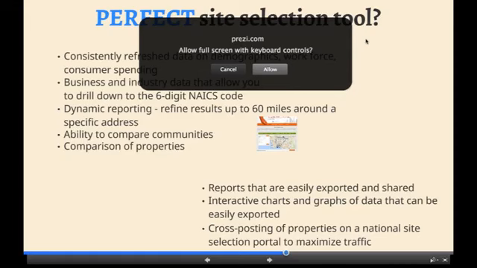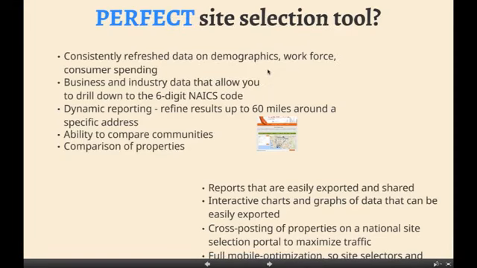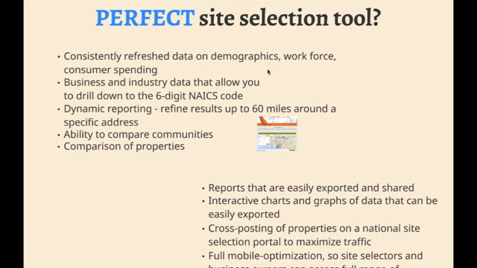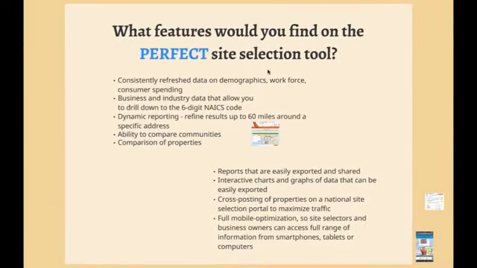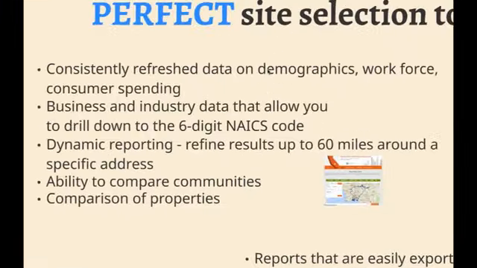Let's take a look at some of the things that Russ talked about and see if we can put it all together. We want to think again about the list we had at the beginning of the features we would find on a perfect site selection tool. We talked about the importance of having consistently refreshed data on demographics, workforce, and consumer spending. Russ showed us how that happens not only on Zoom Prospector Enterprise itself, but also the importance of embedding that data on the pages of your website where your visitors may happen to come.